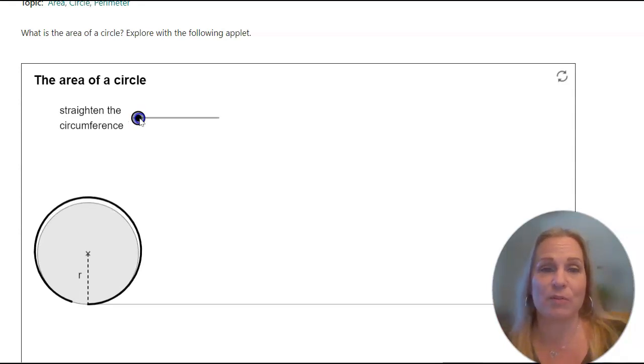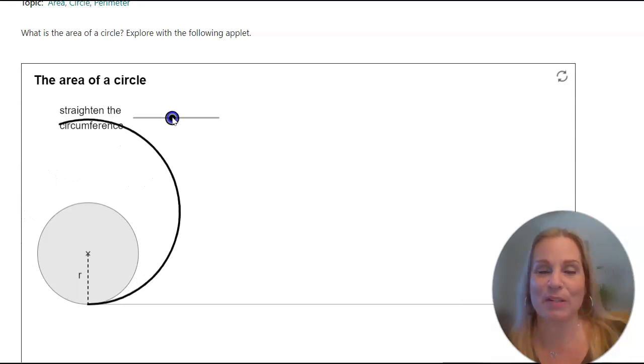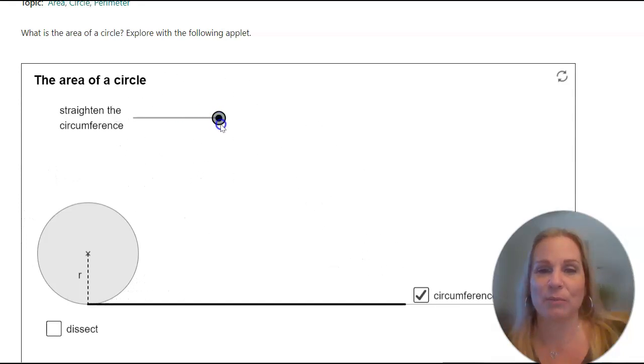You've seen me straighten the circumference before when we talked about circumference. So there's my circumference, and we have the formula there. The formula for circumference is 2 times pi times r, but we learned that we can also use diameter times pi, because 2 times r is the same as d. So we can say d times pi or 2 times the radius times pi. Okay, now for the cool part.